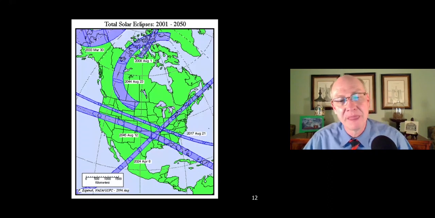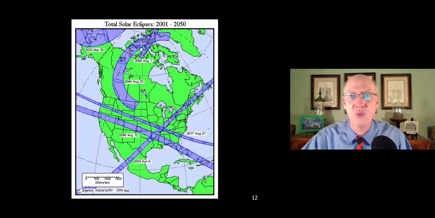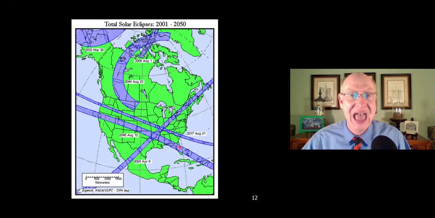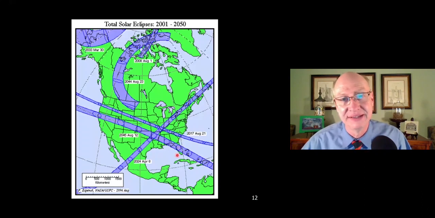So here's the thing. If you miss the eclipse in 2024, if you say to yourself, oh, you know what, I'm young, I've got a long time, I'm going to see another one, you have to wait a full 21 years till the year 2045 before there will be another one in the continental United States. How old will you be in 2045? Do not miss the eclipse in 2024.